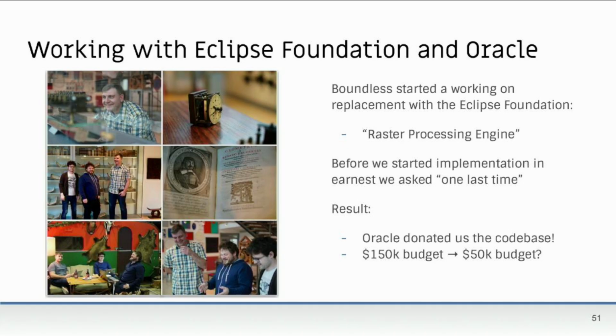So in 2019, I was working with a startup called Boundless, and we started putting together a budget on how to replace this. We were coming up with a $150,000 budget or so to make a project called the Raster Processing Engine. And we actually formed that with the Eclipse Foundation Working Group. But before we started working in earnest, we asked Oracle one last time, and the result was they donated the code base to us. So all of a sudden our project effort went down by like a third. It was just really nice timing.